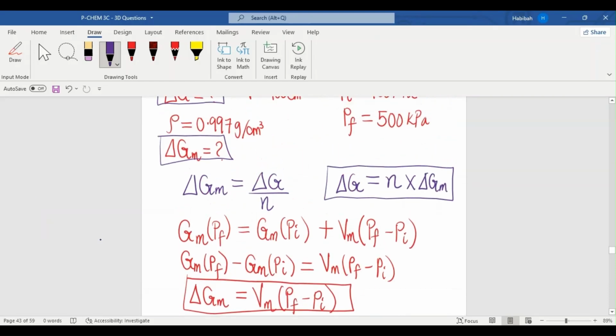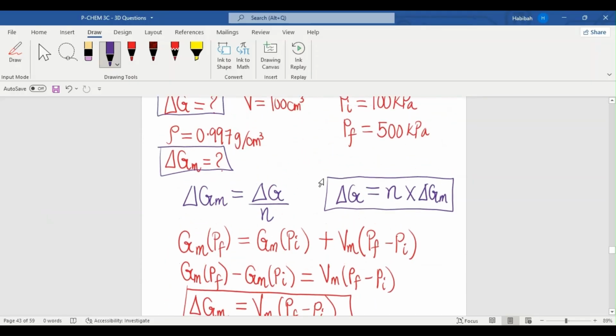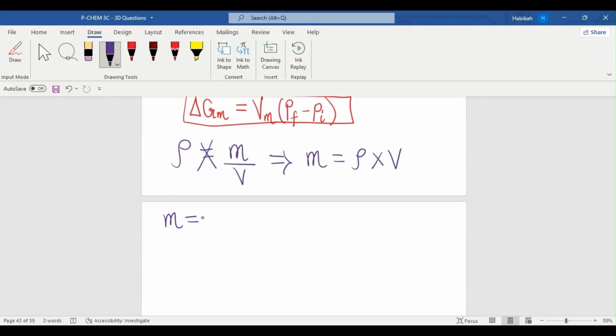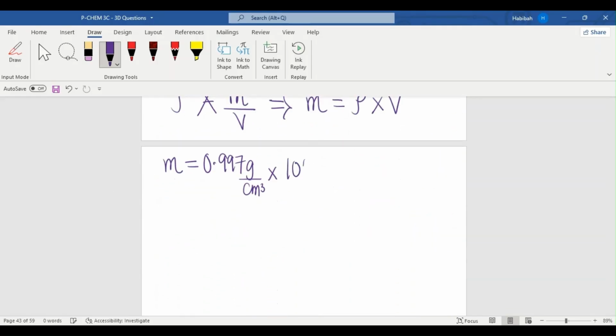So what this is simply asking us to do is go from just the density and the volume to discovering what the mass is. So you have 0.997 gram per cm cube times the volume that we have. And the volume we have in this question is 100 centimeter cube. Of course, the units cancel out. So we have 0.997 grams times 100. You end up with the mass, 99.7 grams.